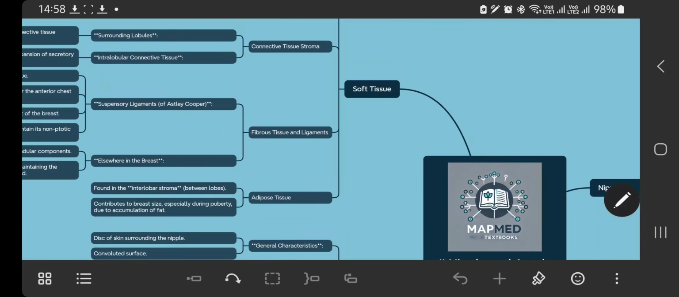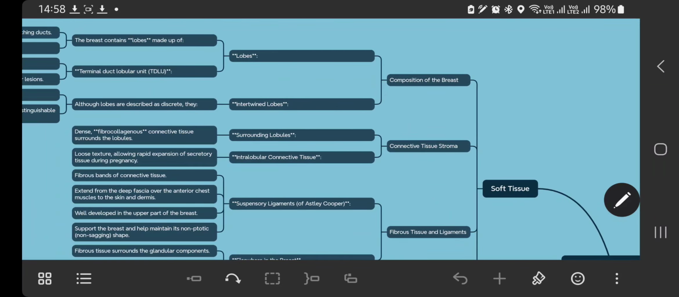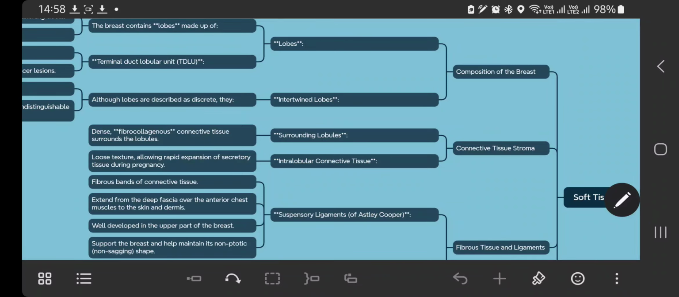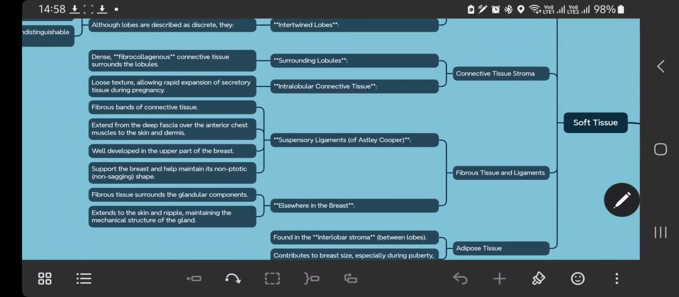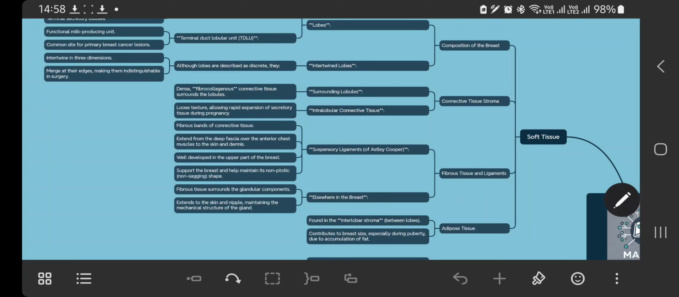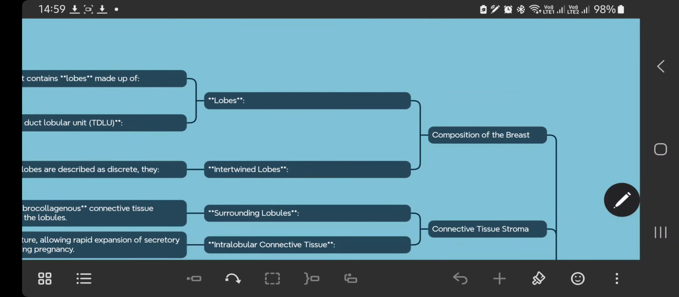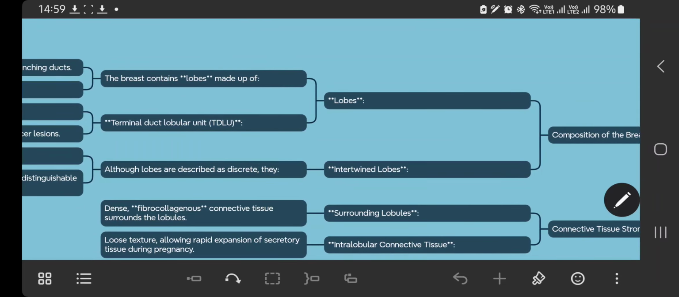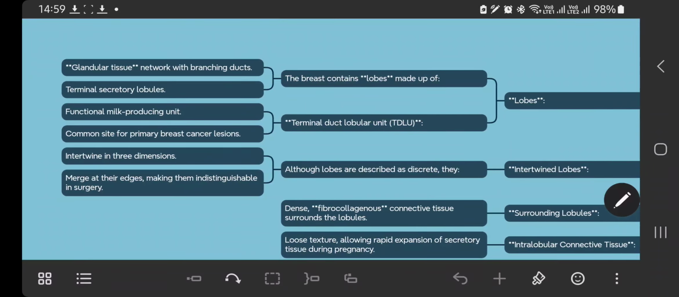Then we move on to the soft tissue of the breast. There are a few points that we have to cover. First is the composition of the breast, then the connective tissue stroma, then the fibrous tissue and ligaments, and the adipose tissue. Let's move on to the composition of the breast. It has lobes. Those lobes are made up of what? The breast contains lobes made up of a glandular tissue network with branching ducts and terminal secretory lobules.